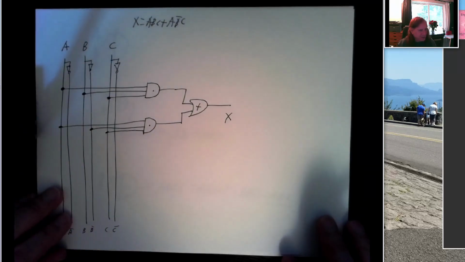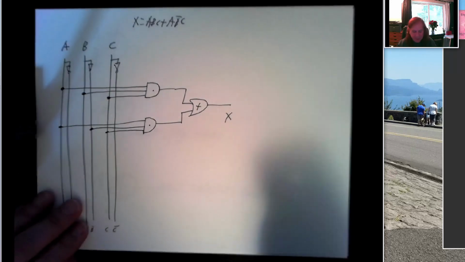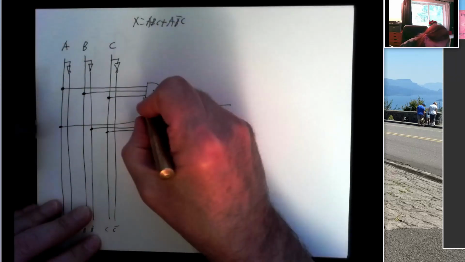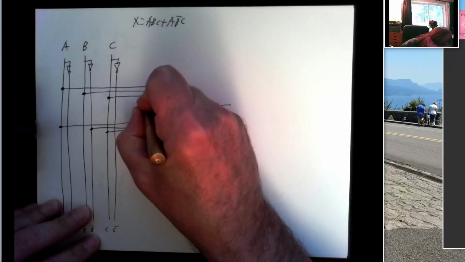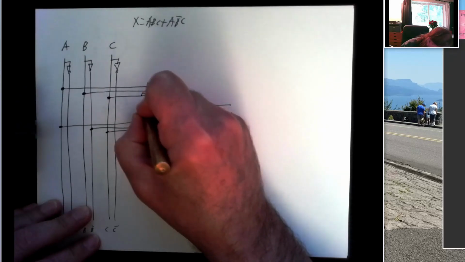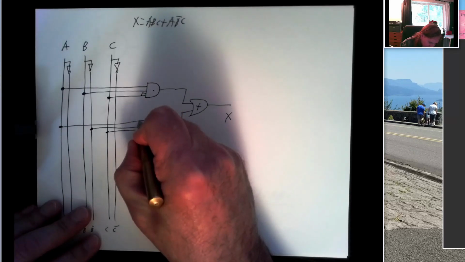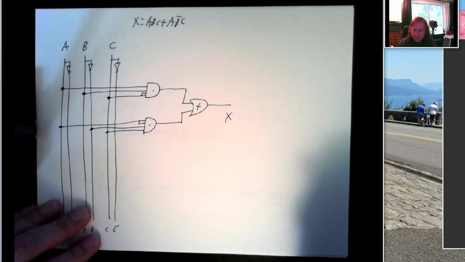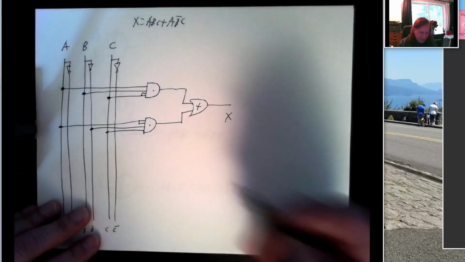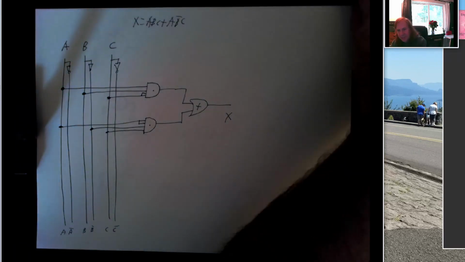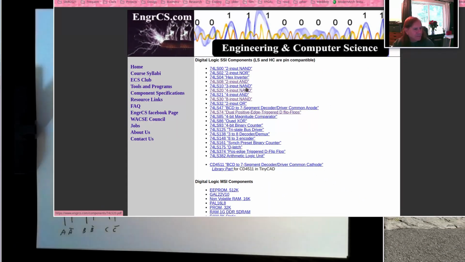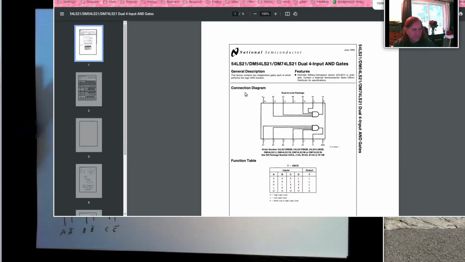Well, since I already started drawing this picture before I looked up my parts, bad mistake, I'm just going to go ahead and think of this as a 4-input AND gate, and I'll just take one of the inputs and feed it into 2 of the inputs of the AND gate. So that's going to let me work with my 4-input AND gate, which is a 74LS21. Alright, so here's what the chip looks like.